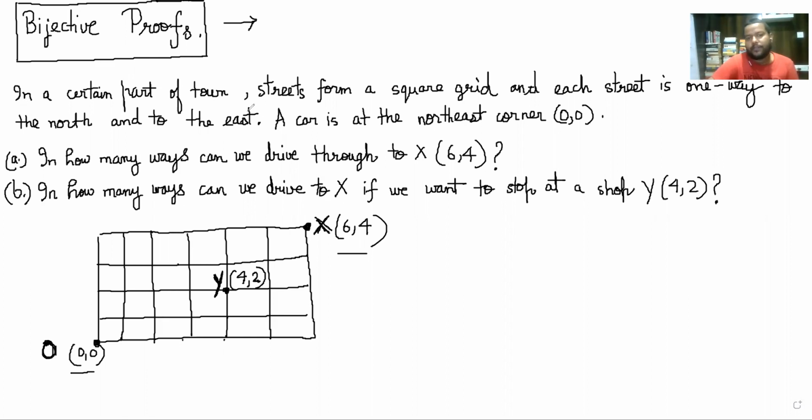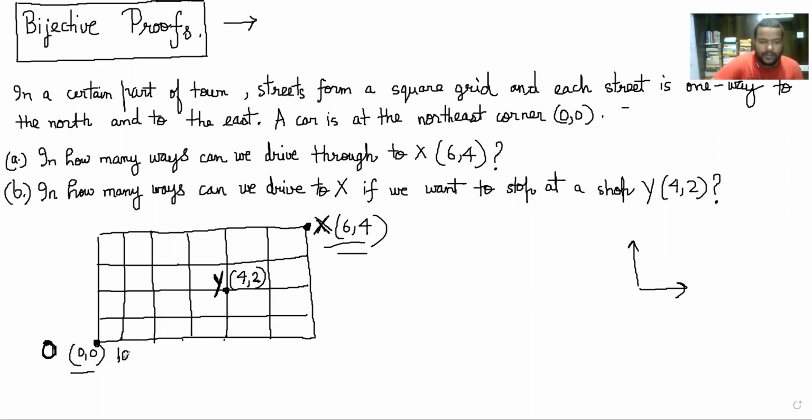In a certain part of town, streets form a square grid, and each street is one way, to the north and to the east. So basically, you can only go to the east or you can go to the north from any point, right? A car is at the northeast corner at 0, 0, and you are supposed to drive to X, which is at 6, 4. So how do we label this?